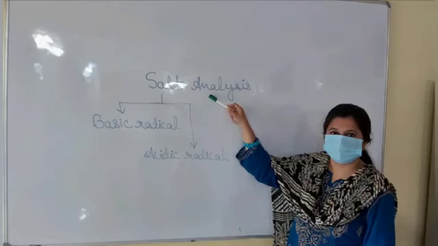Now we have completed our basic radical test and we have found ammonium as a basic radical, which belongs to zero group. The group reagent of zero group is sodium hydroxide solution and the group radical is ammonium, whose formula is NH4+, with 1 positive charge.